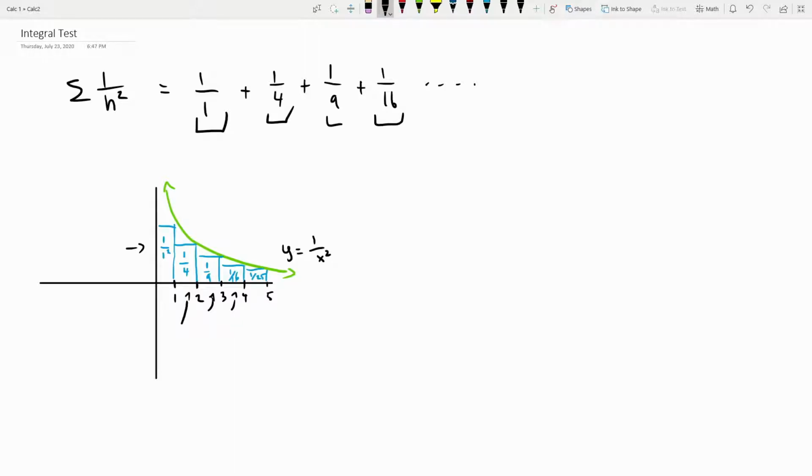Now we have seen images similar to this when we were going through integration, and it's no coincidence that we're going to be talking about this during the integral test. As you can see, what we want to do is sum up these pieces. And how can we do that? Again, we're going to use the integral that we've already discussed in previous lessons.